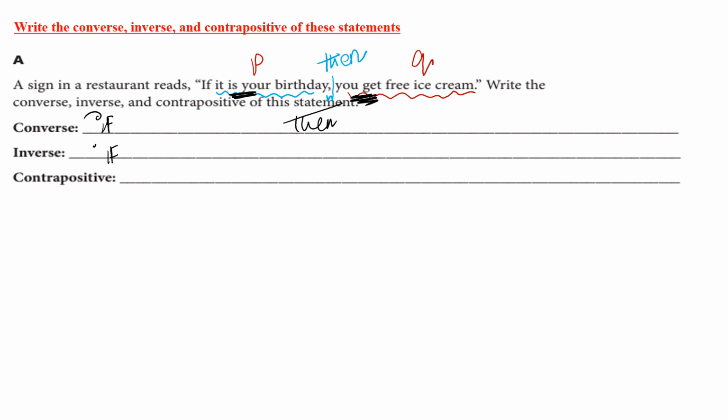The contrapositive statement will be the negation of our converse statement, meaning if not Q, then not P. So how can we write it? If you do not get free ice cream, then it is not your birthday.